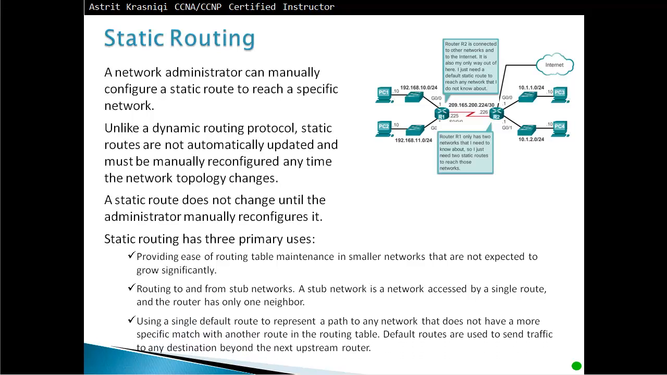Using a single default route to represent the path to any network that does not have a more specific match with other routes in the routing table. Default routes are used to send traffic to any destination beyond the next upstream router. For example, when a router gets a packet, it is going to look at the destination. Where is that packet going? If it doesn't find a more specific route in the table, then it is going to match the default route. The default route is all zeros. Any network is going to be sent towards the default route.